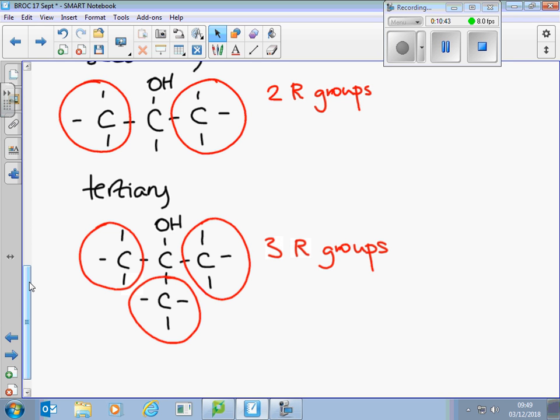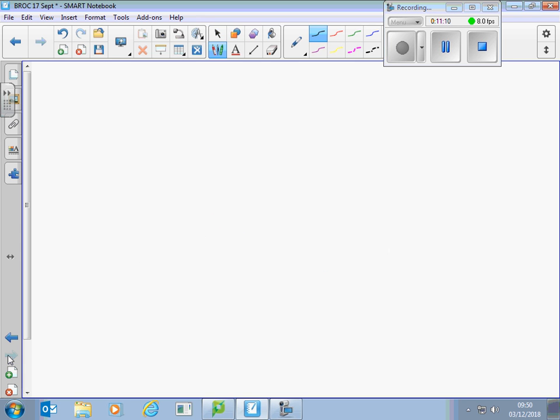Right, let's have a look at some isomers in the alcohols, because obviously not only can you rearrange the carbons like this, so you can have branched chains, you can also put the OH group in lots of different places. It doesn't have to just stick off the end of a molecule. So let's have a look at isomers and their names.